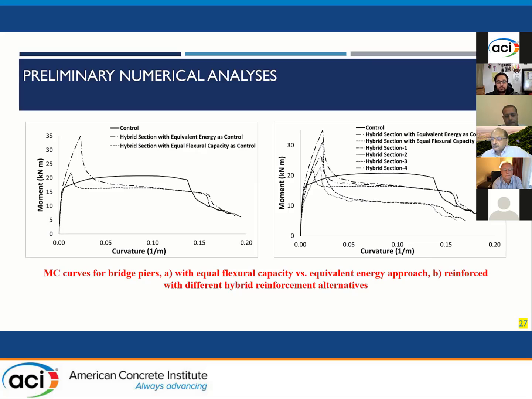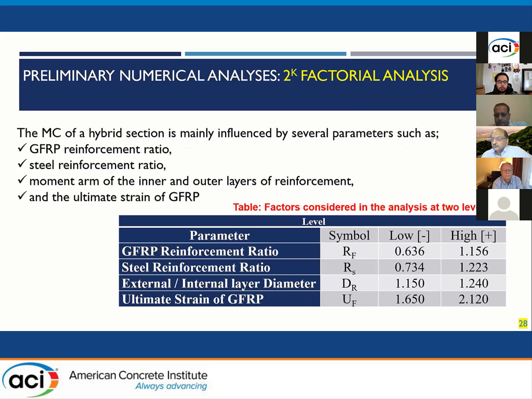If we want to design something, maybe we can follow the equivalent energy approach, where we would like to have the energy, or the area under the curve, equivalent, or we are just matching the maximum capacity of the section. And on the right-hand side figure, you can see different hybrid sections with different changing parameters. So this is also what we are going to discuss in the next couple of slides.